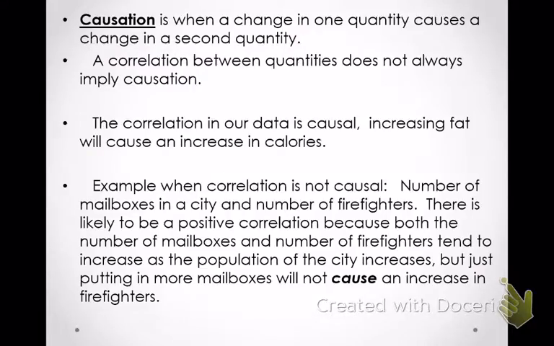Okay? Last thing here, causation. Causation is when a change in one quantity causes a change in the second quantity. Okay? A correlation does not always imply causation.